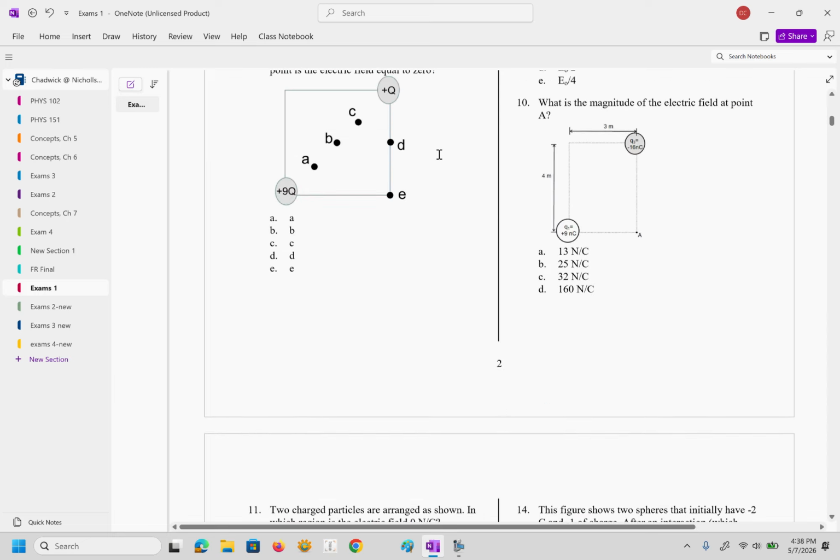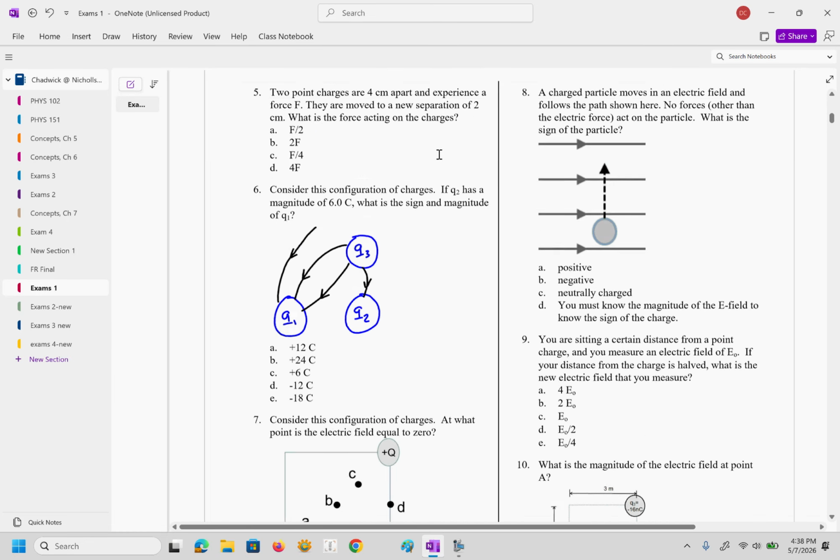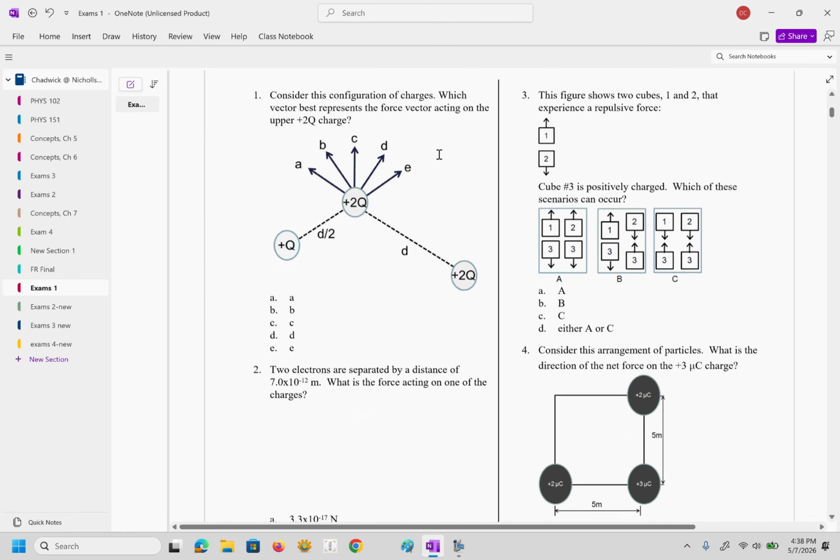Are there any particular questions from this exam that you want to look at? This is exam 1.